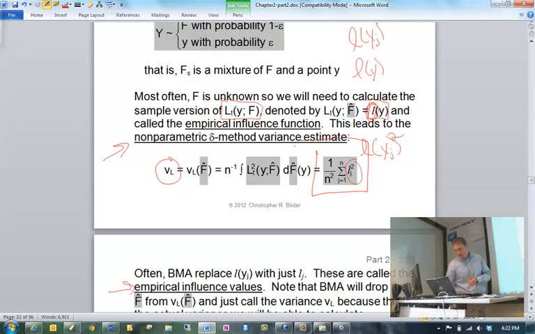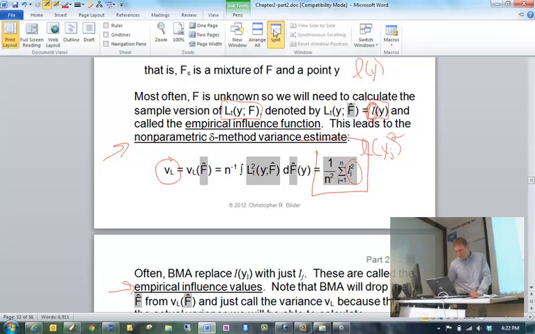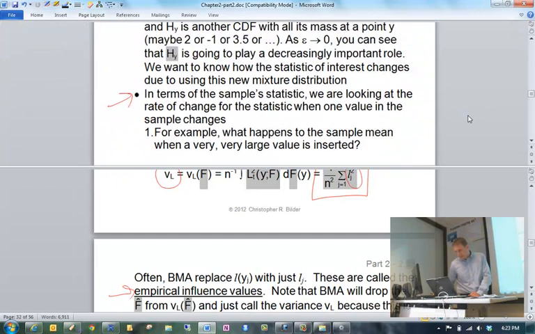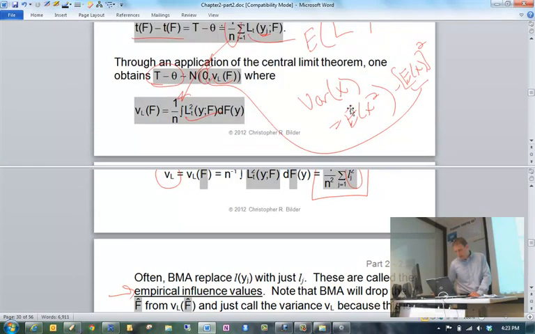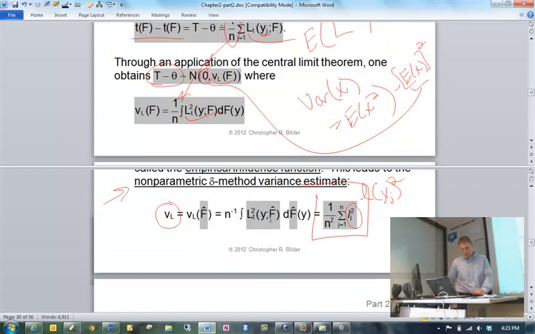Maybe I'll just back up a second here. We do a little split screen to see where this is coming from. So this is on the bottom of page 32. Based upon the central limit theorem, we know what this particular variance is approximately. Problem is we have an F there. So what we're going to do is replace it with an F hat. And in the end, it just ends up being this: 1 over n squared times the sum from j equals 1 to n of these empirical influence values squared.